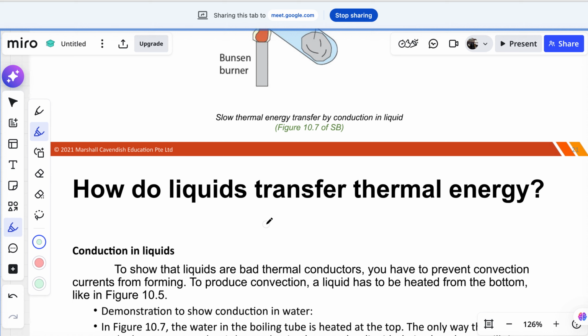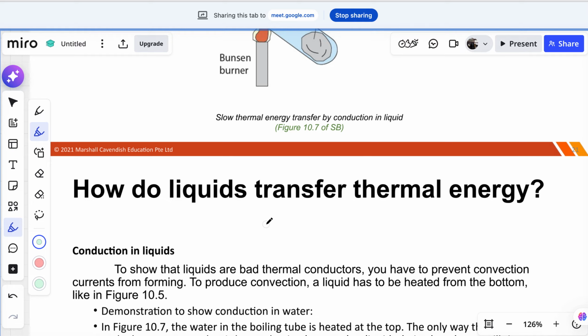All objects absorb, meaning they take in, and also emit infrared radiation. Even our body absorbs and emits infrared radiation. Infrared radiation, or thermal radiation, is invisible radiation that carries thermal energy. If you're asked to explain it, infrared radiation is invisible radiation that carries what? Thermal energy.